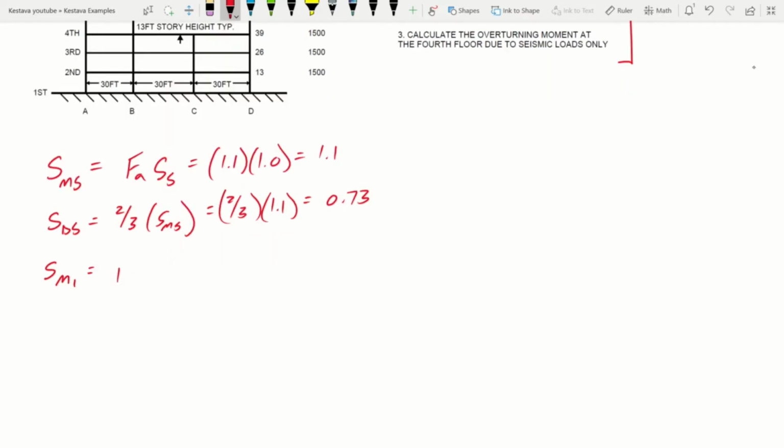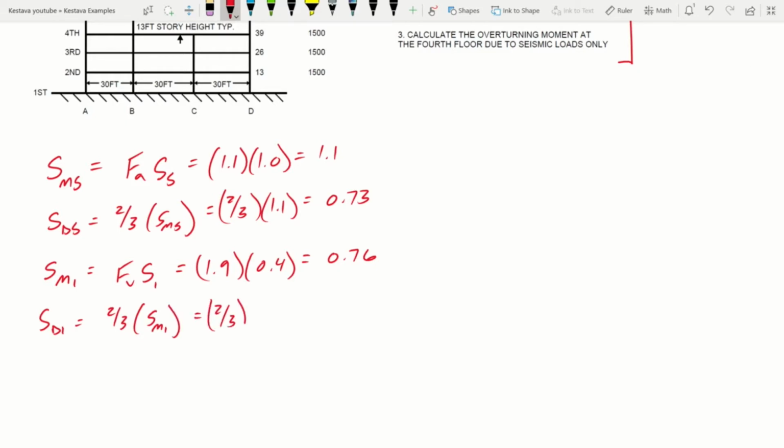SM1 is going to equal FV times S1, which is 1.9 times 0.4, which gets us 0.76. Now we can get SD1, which equals 2/3 of SM1. We all know this, we fly through this. That is just 2/3 times 0.76. That comes out to 0.506, so we'll just round up to 0.51.